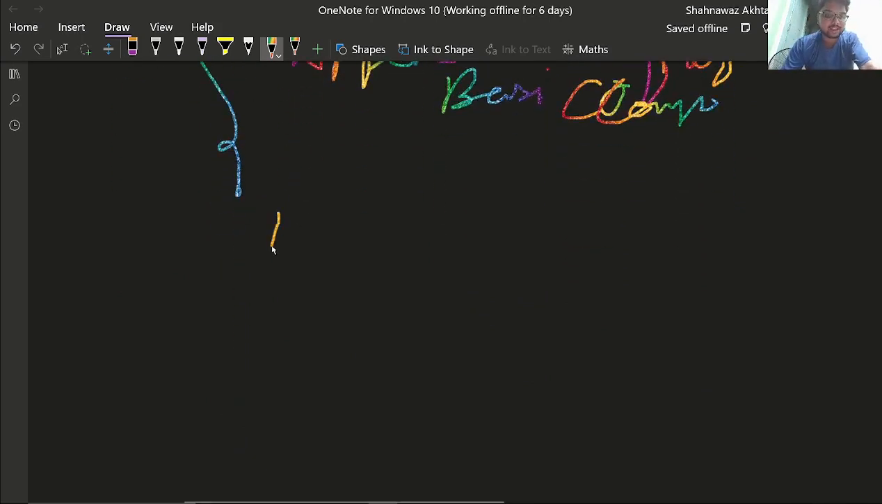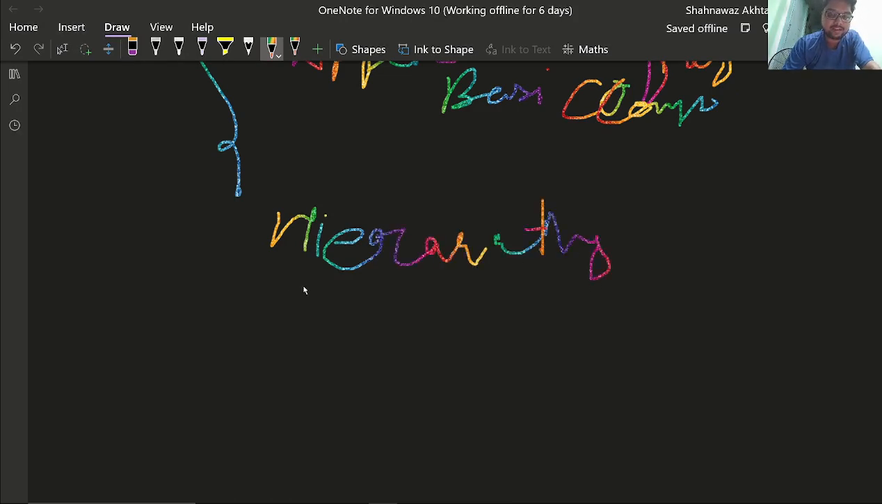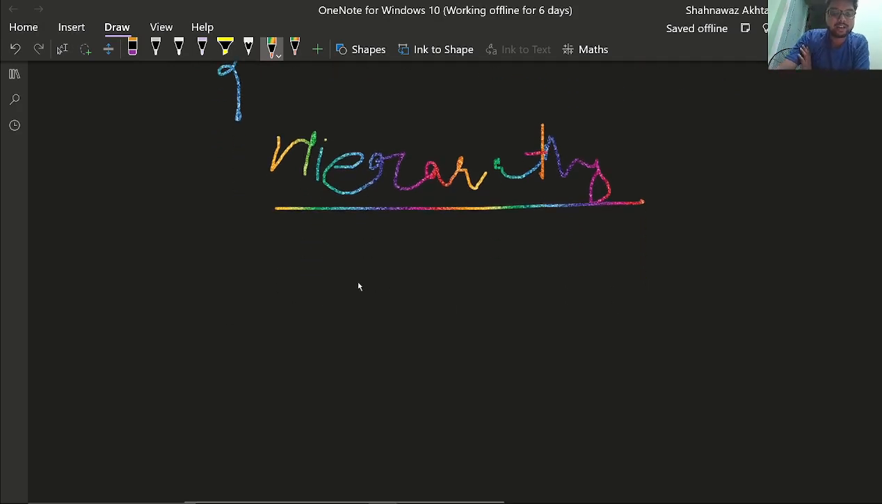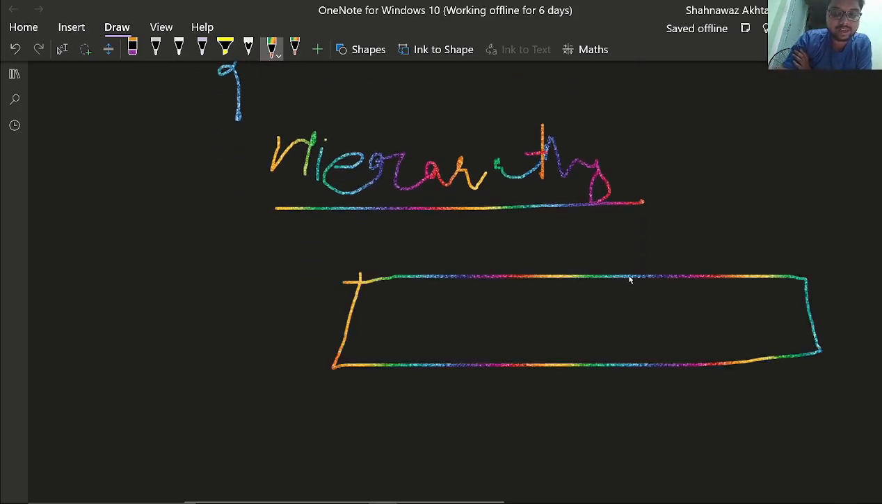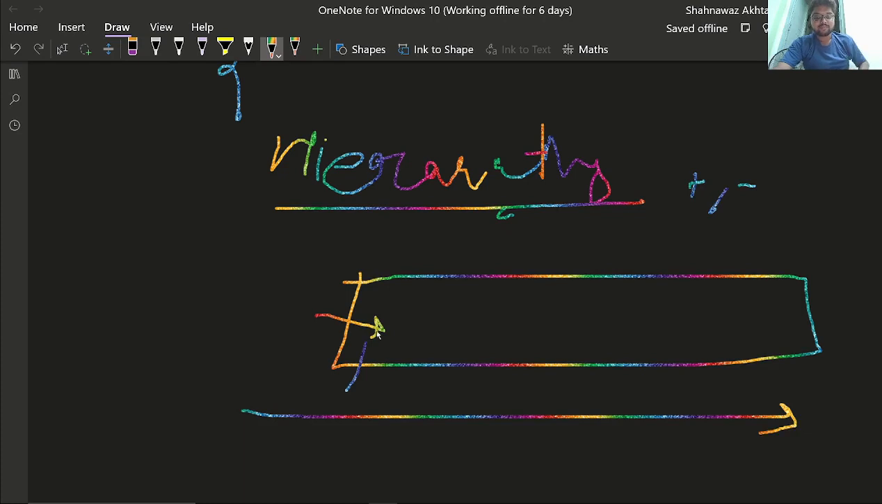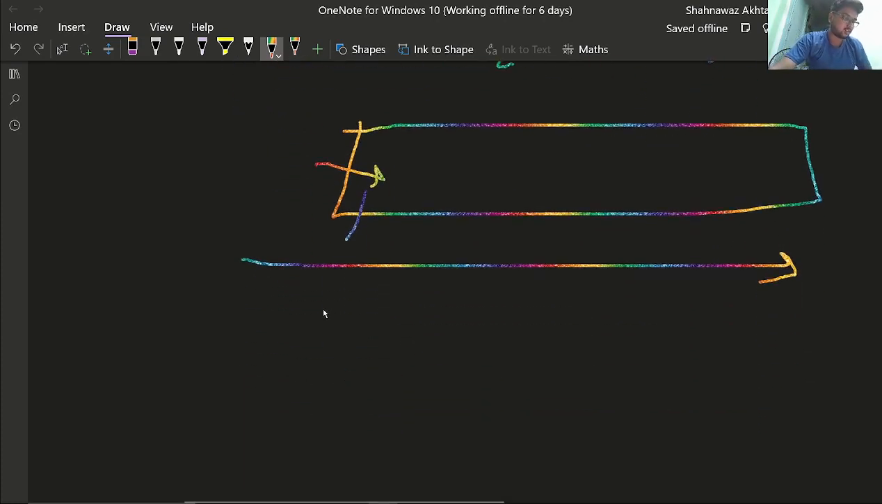Now, what is the hierarchy? See, in operators there is a lot of hierarchy. Hierarchy defines in which manner an expression is evaluated if it contains more than one type of operator. Suppose we are given plus and also minus, then in which manner will it be operated? So the hierarchy defines that order.